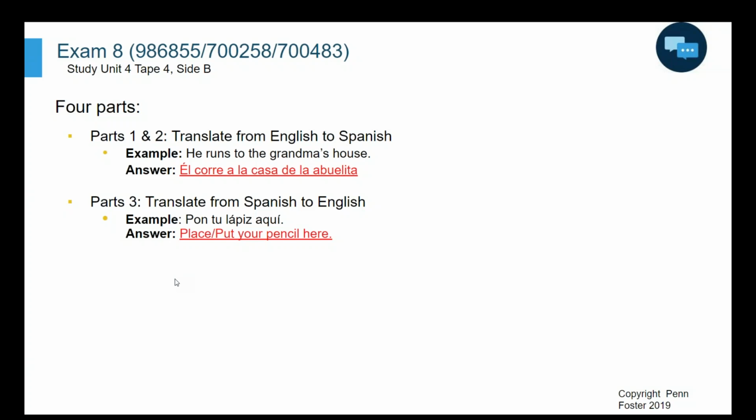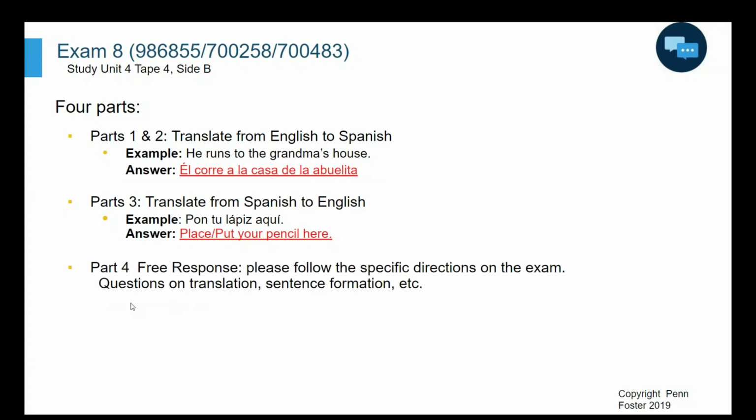And then in part 4, we have one of 2 options, and it really depends on your time of enrollment within Penn Foster. So if you've enrolled more recently into the program, you'll be presented with a free response section. You'll need to follow the specific directions on your exam. You'll have questions on translation, forming sentences using a specific verb, and other types of questions.